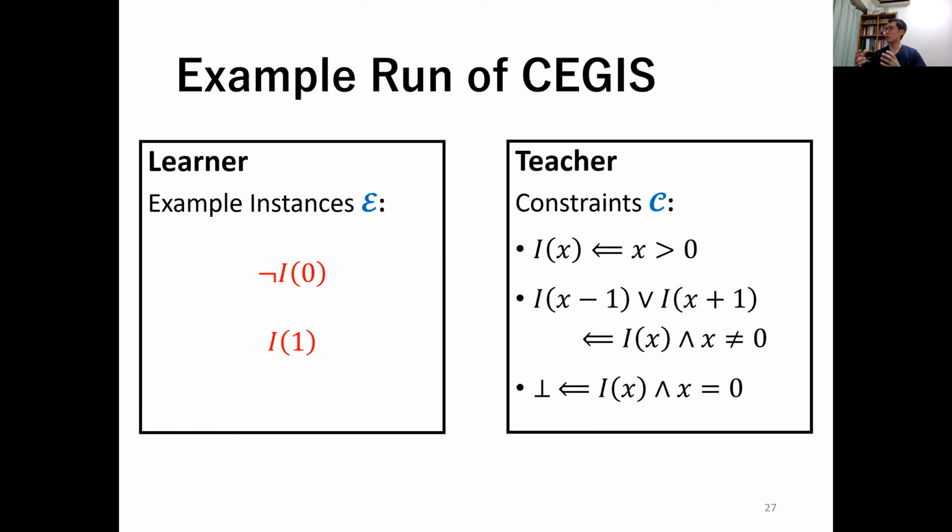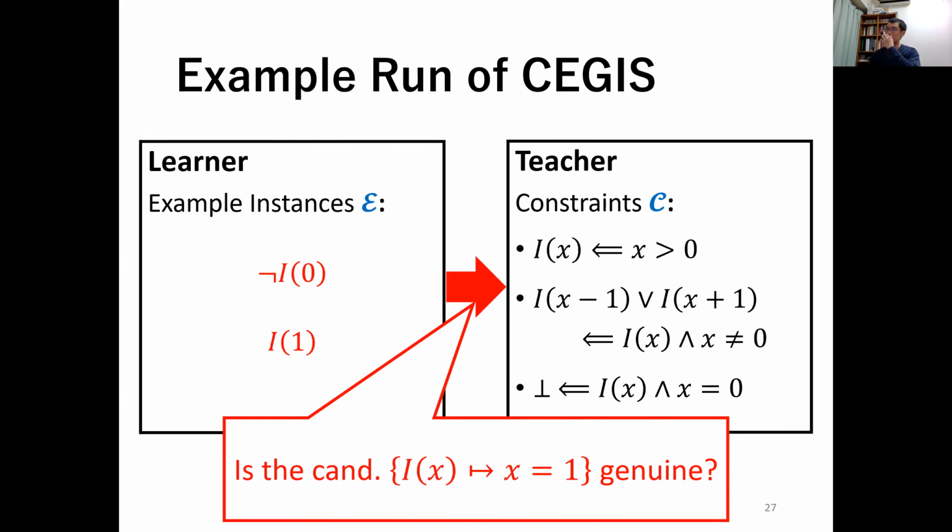Oh, by the way, in this talk, some work on CEGIS classifies examples into positive examples, negative examples, and implication examples. Here, we call all of them examples, whether positive, negative, or implication, or a generalization of it.